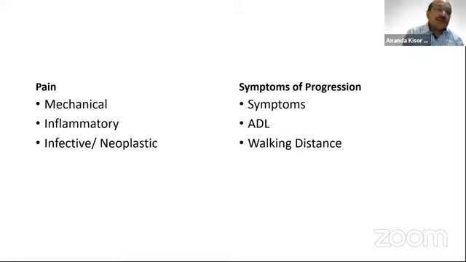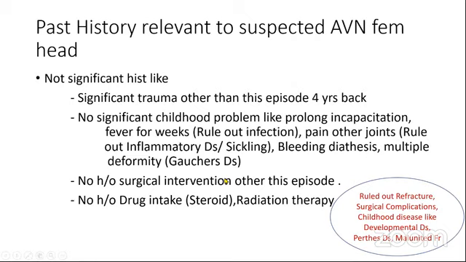But there is no relieving factor. So by this aggravating factor and relieving factor, we can easily categorize the disease. This may be mechanical disease, it may be inflammatory arthropathy, or it may be infective or neoplastic. Again, I'm already told, I'm not going to repeat. The symptoms of progress is there's deterioration of symptoms, activity of daily living, and the gradual reduction of the walking distance.